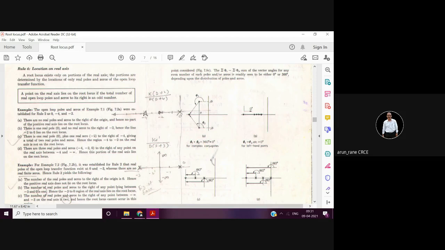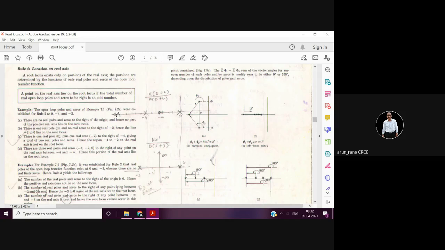Now you come just very close to this pole and look at the right side. On the right side there is one pole and one zero, so it's 2. So even number, so no root locus. Now you come very close to this but on the left hand side and look at the right. What is the figure now? Two poles and one zero, so 3. So it's odd. That means there will be a root locus.